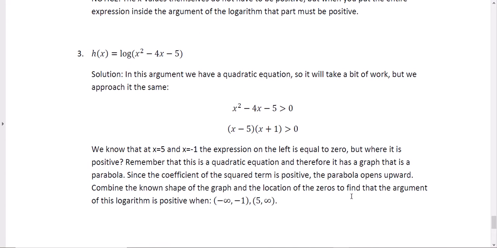And you can take a look at the graph to verify that and make sure that you could graph the logarithm, or you could just graph the parabola and see that this is true.